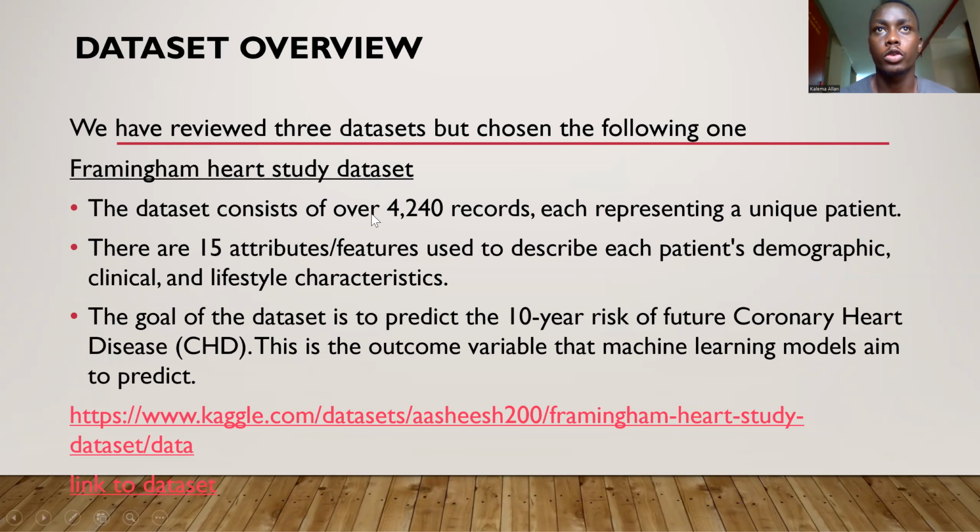We were able to review different datasets, which were 3, but we chose one, which is the Framingham Heart Study dataset. It has 4,240 records, each representing a unique patient. It has 15 features used to describe each patient. And then at the end, one of the features is the 10-year risk of future coronary heart disease, which will help us in the machine learning model.